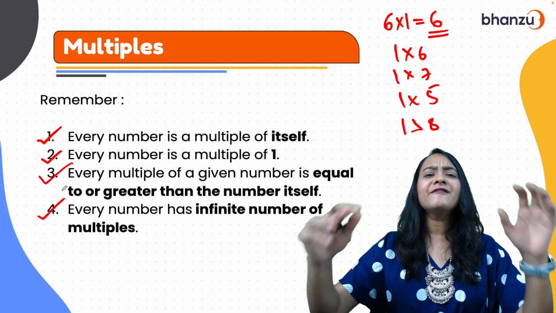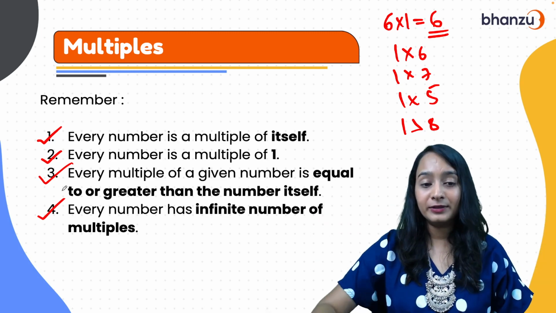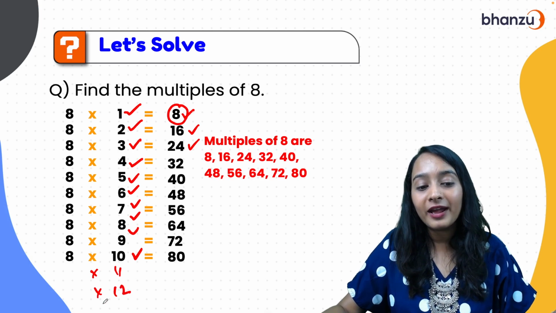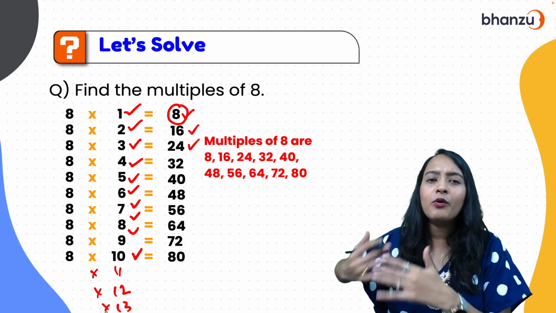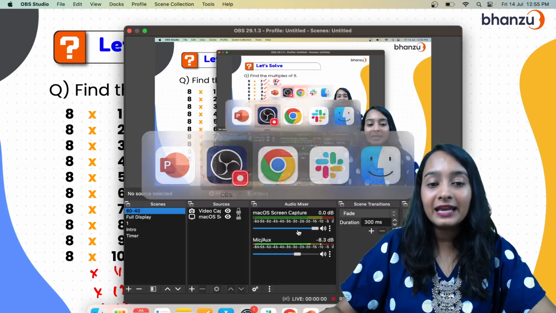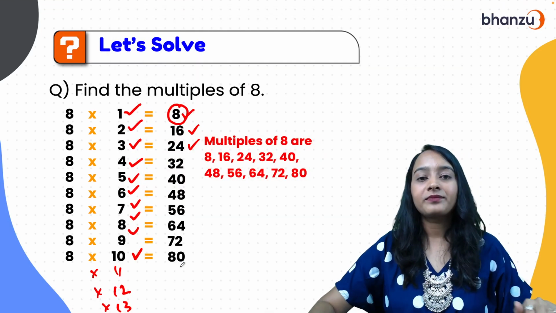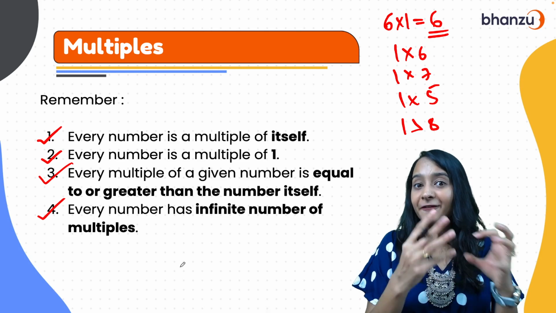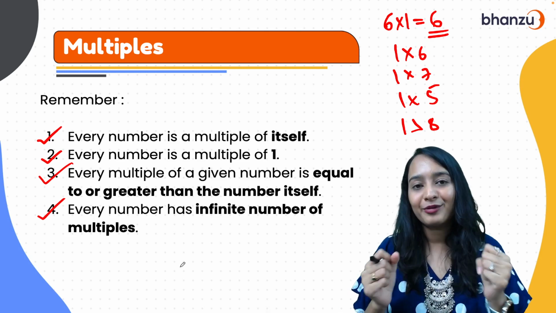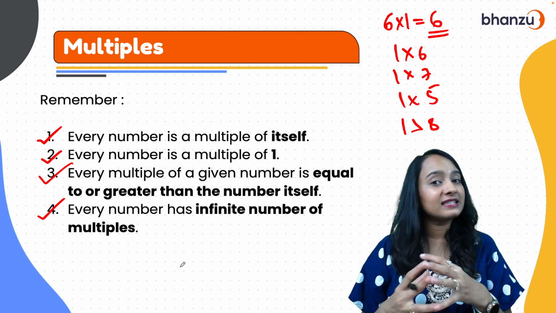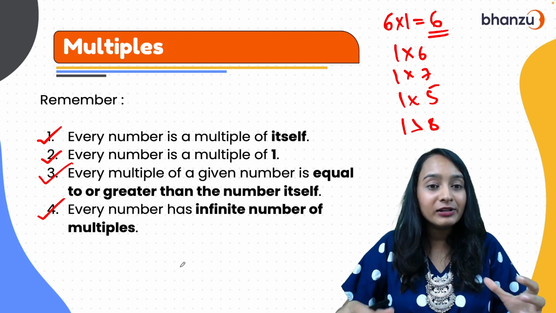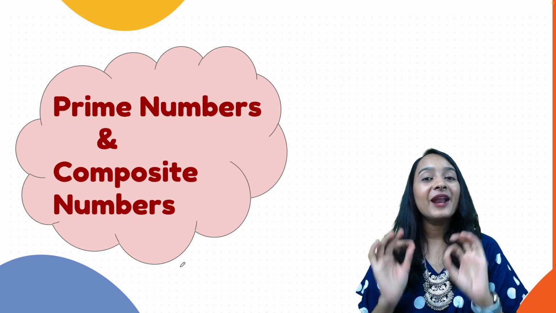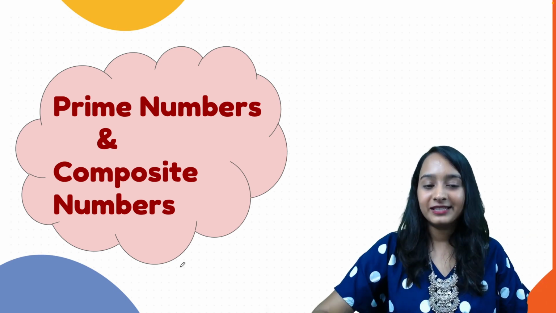And there are infinitely many multiples. Why? Because I can still multiply 8 with 11, 12, 13 and so on. Keep on multiplying them, I will be getting infinitely many. But factors are finite. You can count the number of factors. Infinite is, you cannot count them. And multiples are infinite. Now let's talk about prime numbers and composite numbers.